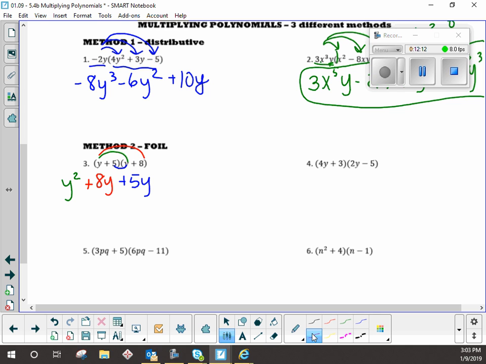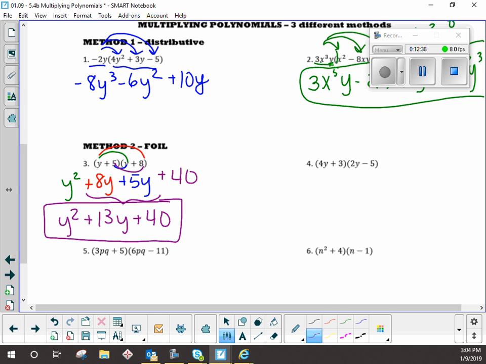And then L stands for the last terms. Which ones are the last ones? 5 and 8. And 5 times 8 is 40. And now that we have all that done, we combine whatever we can combine. What combines here? The 5y and the 8y. So this gives me y squared plus 13y plus 40.